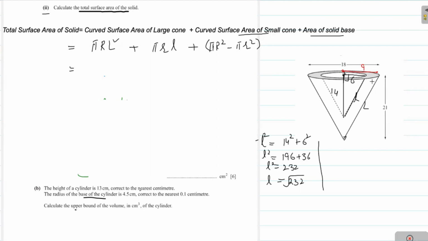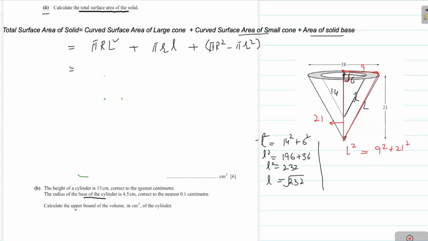Next is the capital L, the slant length of the large cone. You see here this is the slant length, and this is the height of the large cone. This is a right angle triangle. In this right angle triangle, the height of the large cone is 21 and the radius of the large cone is 9. Therefore, we can write the large slant length L square will be equal to 9 square plus 21 square, because this is the right angle triangle.